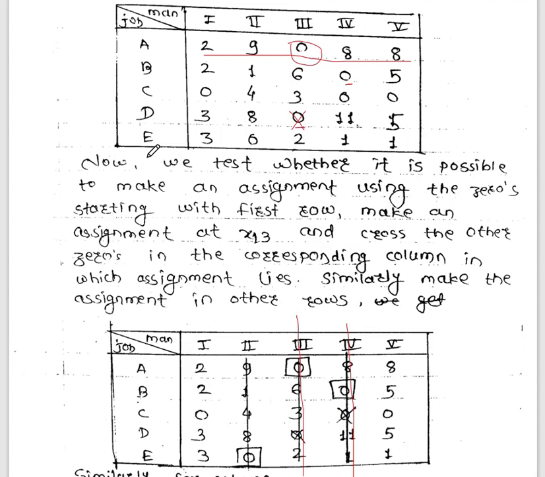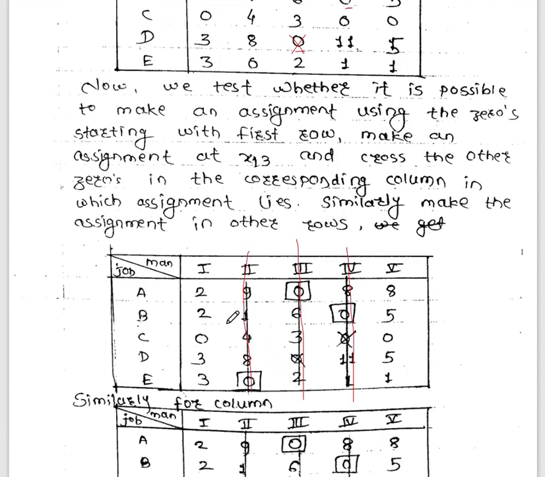Row number E, there is only one 0, so we can make a 0 assignment here and cross the column. Okay, so in this way we make the 0 assignment in 3 rows. Now we will make the 0 assignment in each column. Take the first column, there is one 0.